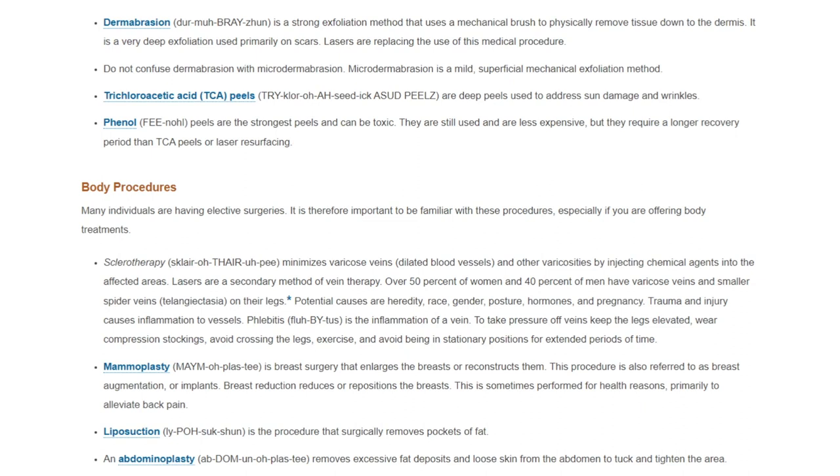Mammoplasty is breast surgery that enlarges the breasts or reconstructs them. This procedure is also referred to as breast augmentation or implants. Breast reduction reduces or repositions the breasts. This is sometimes performed for health reasons, primarily to alleviate back pain. Liposuction is the procedure that surgically removes pockets of fat. An abdominoplasty removes excessive fat deposits and loose skin from the abdomen to tuck and tighten the area.